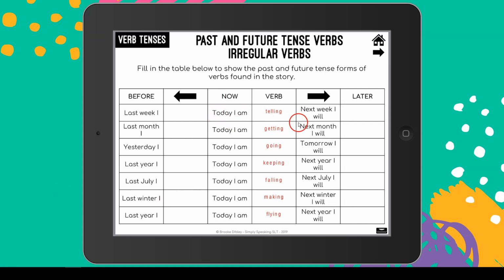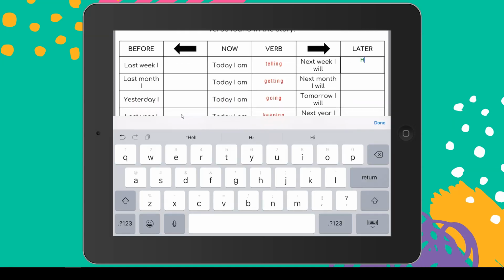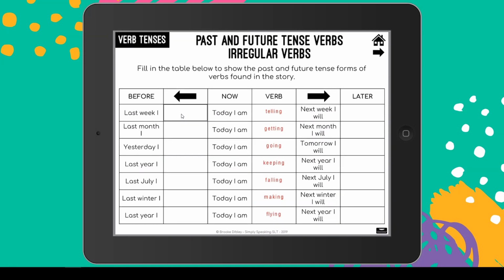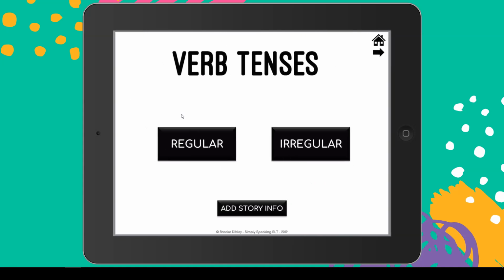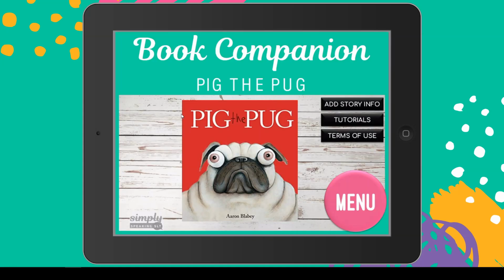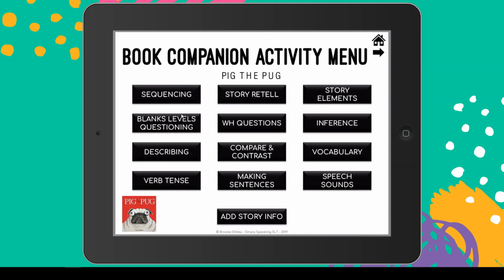Today I am telling, next week I will tell, last week I told. And when you type in there, it's green on this side just to show you, I'll write hello, and on this other side it's blue, just to kind of color coordinate our verb tense there. And same for the regular verbs. So now if we go to the menu, we can look at our making sentences activity.